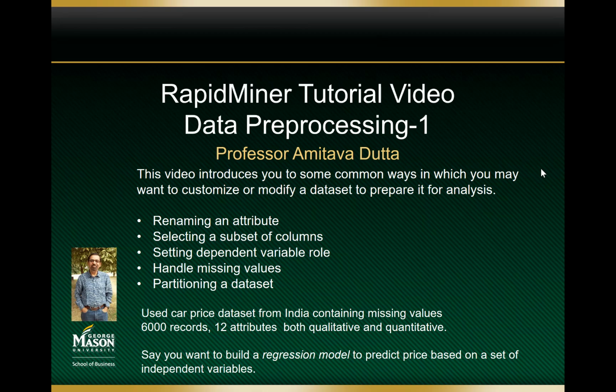Now, I will discuss these activities using a used car data set from India that has about 6,000 records. And there are 12 attributes, some of which are qualitative, some are quantitative. Even though these activities are generic, to give context to our discussion, just assume that we are trying to build a regression model to predict the price of the used car based on a set of independent variables that are there in the data set. So let's start up RapidMiner and see how we would carry these activities out.